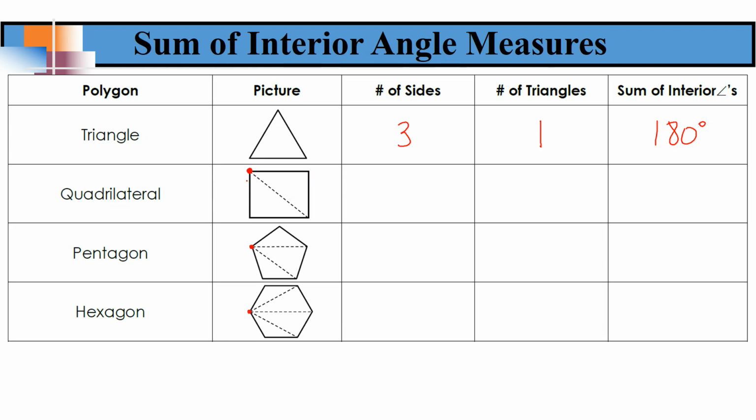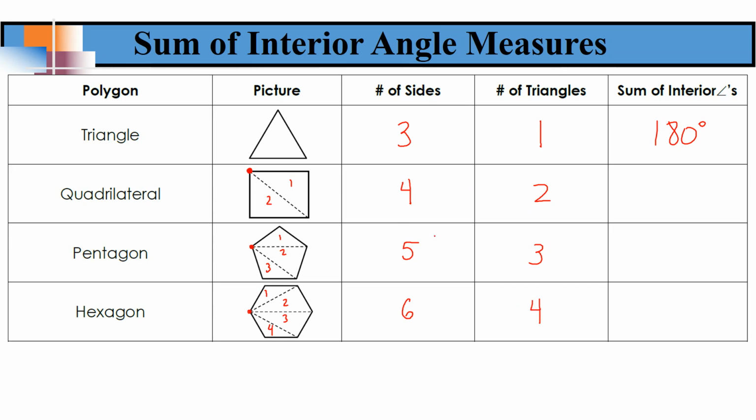So let's begin with this. A quadrilateral has 4 sides, and we can even go down the rest of the column here, right? A pentagon has 5 sides, a hexagon has 6 sides, right? What you'll notice, though, is when you start to draw these diagonals, you split your polygon into multiple triangles, right? We see 2 triangles here. We see 1, 2, 3 triangles here. And we see 1, 2, 3, 4 triangles here.